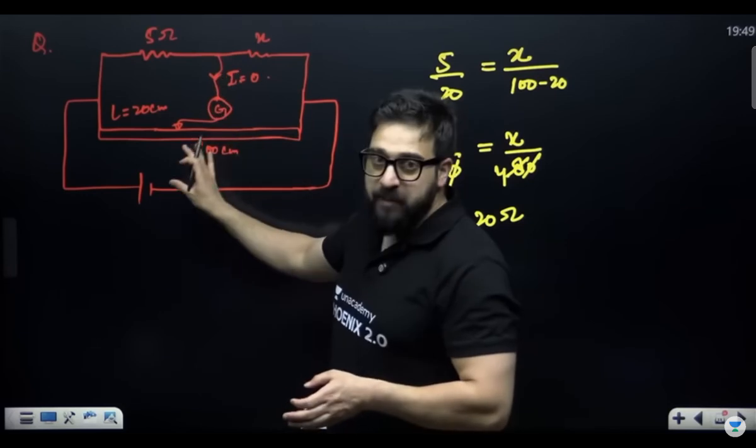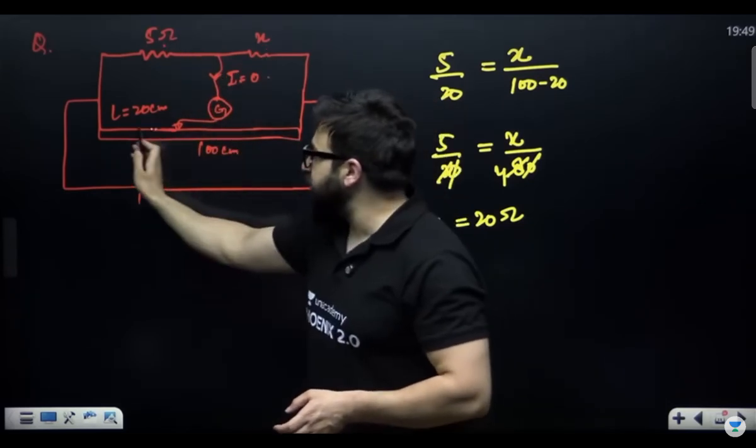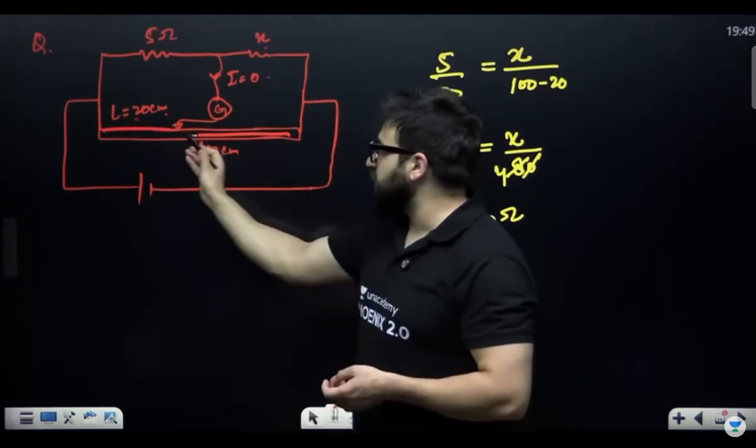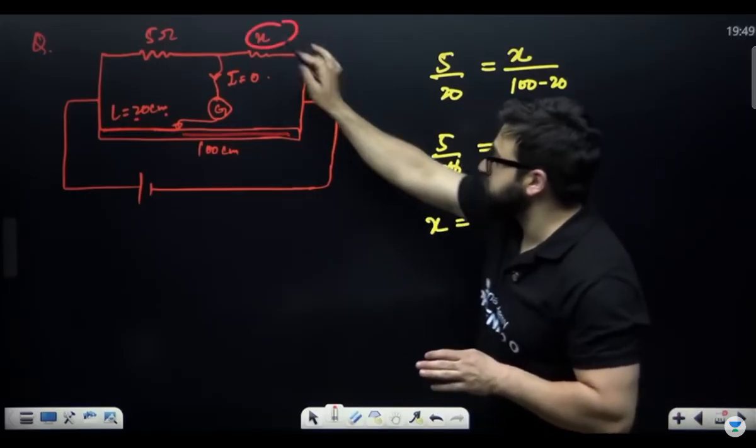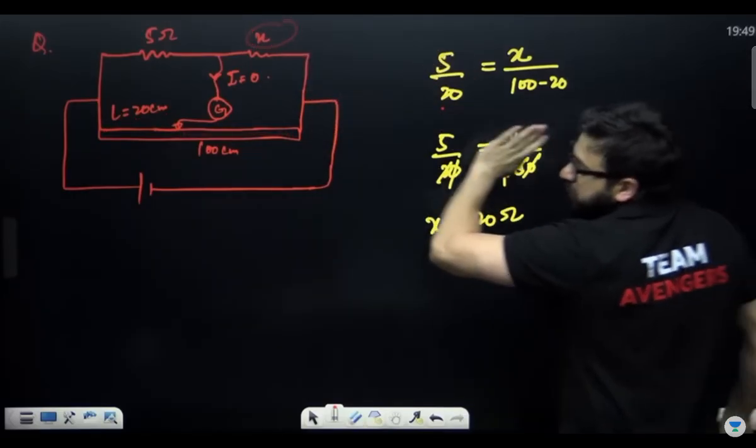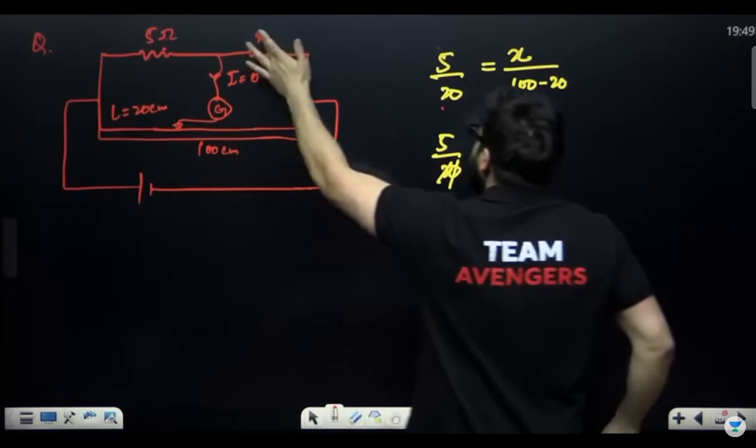Like this meter bridge is in a balanced state. This is 5 ohm, this is X. This balanced length is 20. So this will be 100 minus 20, that is 80. You have to find the value of this unknown resistance. What will you say? 5 divided by 20, or you can say 5 divided by X also. It's one and the same thing.